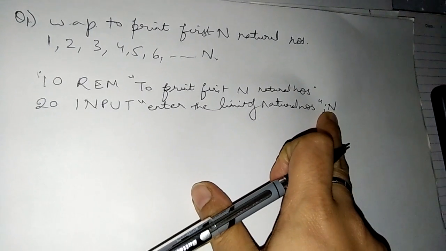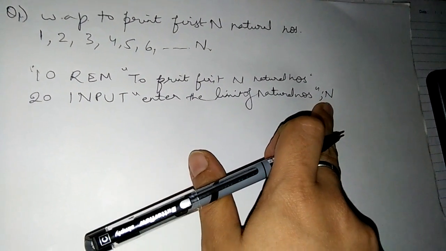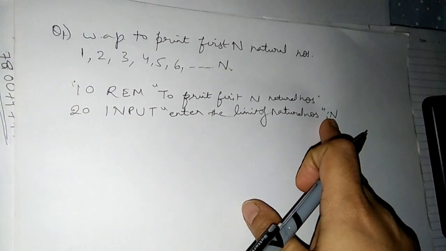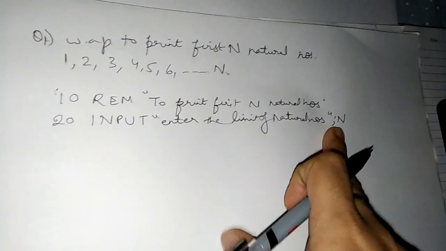Up to what number you want the natural numbers to be printed. Suppose I have entered 10, it will be printed from 1 to 10. If I have given 100, it will print from 1 to 100. And if I have given 1000, it will print up to 1000. Suppose I have given 90,000, it will print up to 90,000.